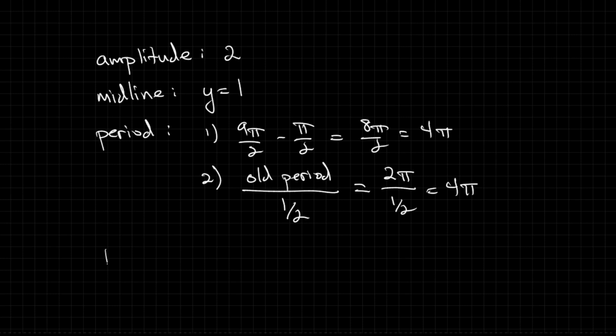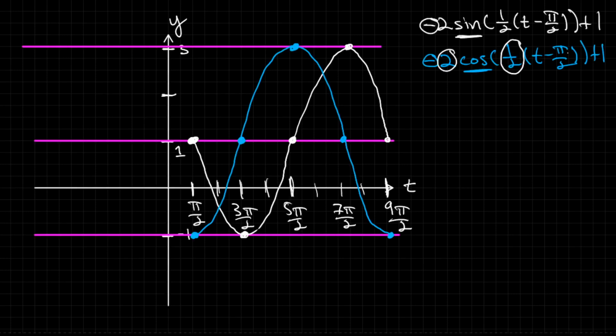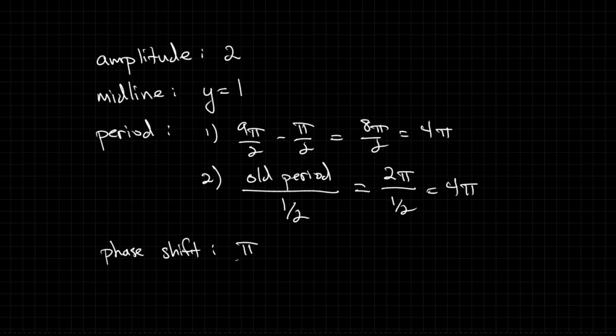And then finally, we have the phase shift, which is the horizontal shift. You just need to make sure to put negative if it's to the left. In this case, it's to the right. So the phase shift will be positive, and the horizontal shift is pi over 2. So the phase shift is pi over 2.